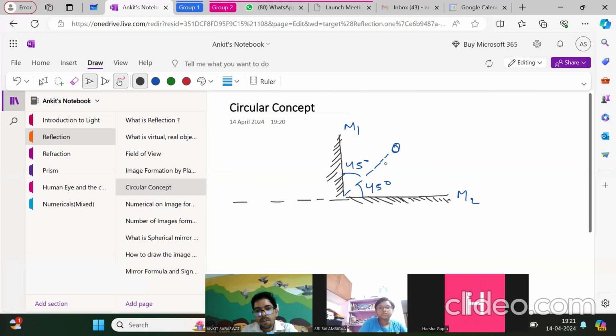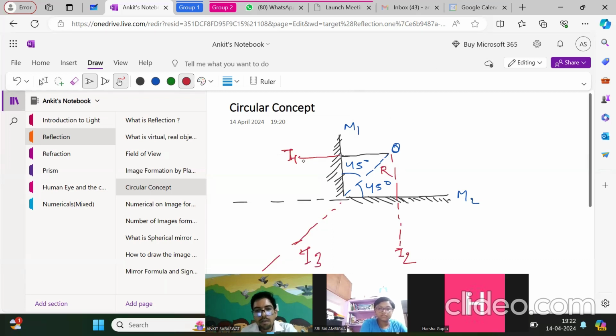Now, what is the meaning of circular? Understand? If this object is this much distance from this mirror, then its image will be this much only, because it's a plane mirror. If the object is 2 meters away, then one image will be here. That is I1. And this distance is R. One image I just formed is I2. And one more image I just formed is I3.